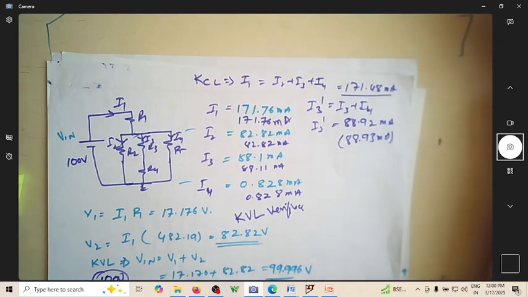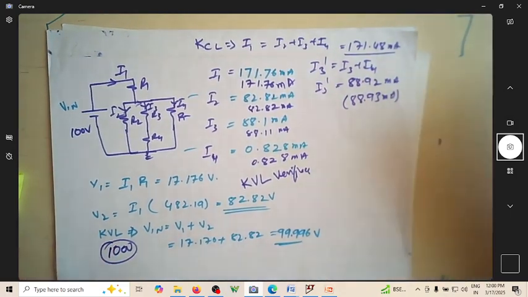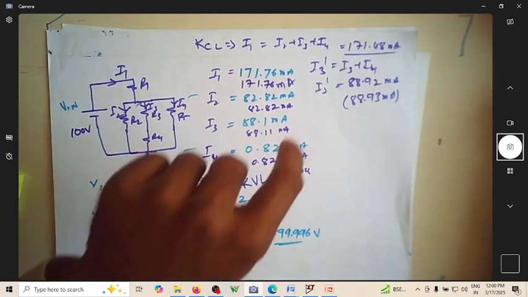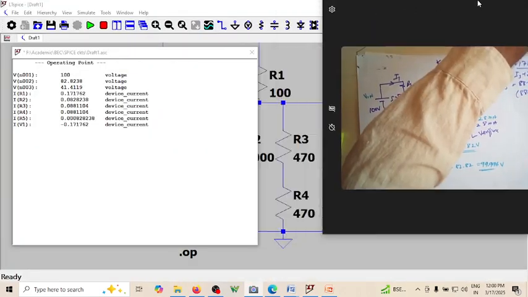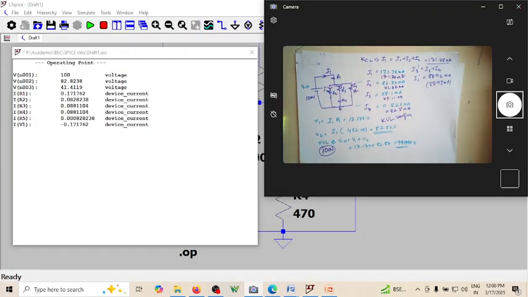You can find the corresponding voltages. How do you find voltages? Of course, you can see these are the currents that I got here. This is 171 milli, this is that 171 milli. This is 0.828 milliamperes, this is 0.828 milliamperes. This is given in terms of 0.000 something, so I just convert it to milli. You'll get these currents.